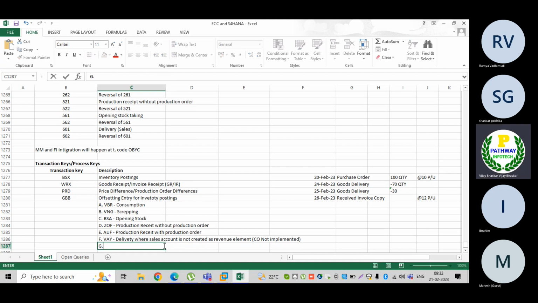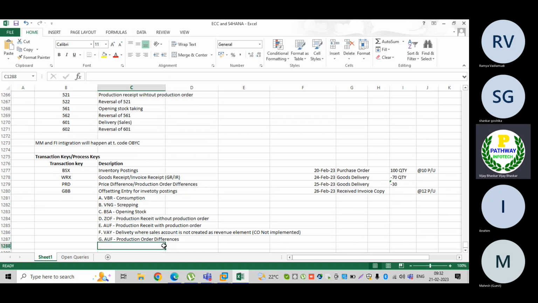The next one is AUF, production order differences. These are the important transaction keys. Going forward we will discuss again, as there are multiple business scenarios. The next thing we are going to discuss is the valuation class and valuation modifier. These are the important things.